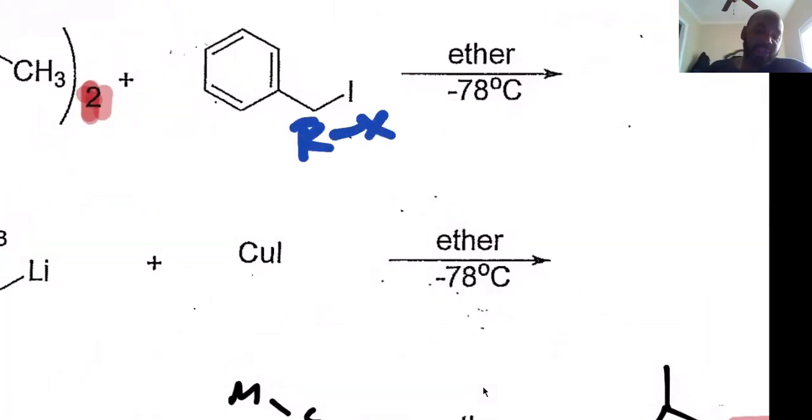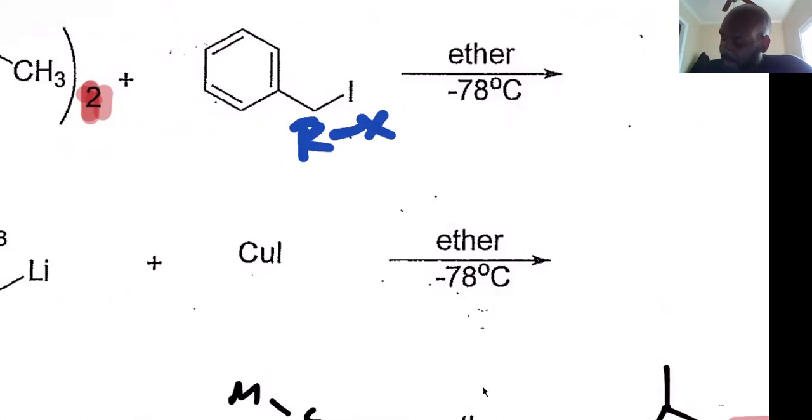right? X is always your leaving group. And sometimes it may be a different leaving group. It won't necessarily always be iodine. It can be a triflate. It can be a tosylate. It can be an oxygenated leaving group. But the X part is always your leaving group. So you don't have to worry about how to find it or where it's going to be.